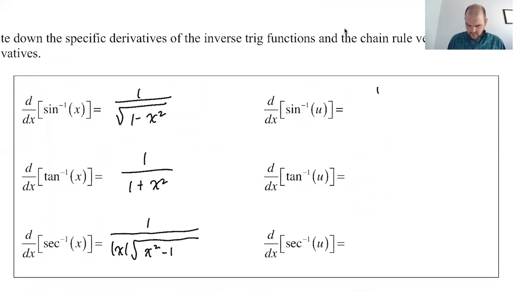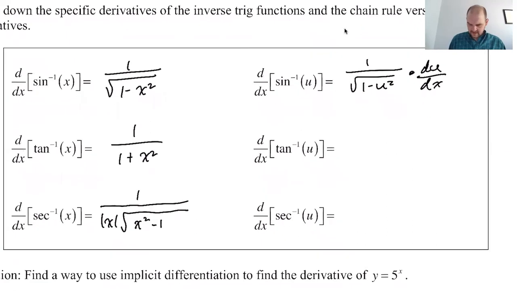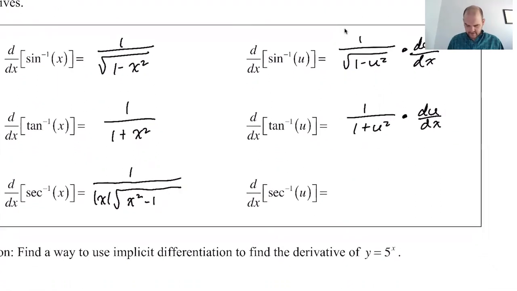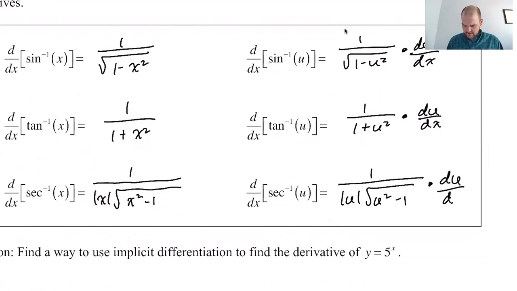So if we do the chain rule versions, what's the best way to write this? I'm going to write it as 1 over the square root of 1 minus u squared times du dx. So whatever du dx is, you have to multiply it in by the chain rule. And then you get 1 over 1 plus u squared times du dx. Sometimes you'll also just see u prime in the numerators, which is totally fine, however you want to write it. These are just for your information more than anything else: 1 over the absolute value of u times the square root of u squared minus 1, times du dx. This just keeps you thinking about the chain rule because it happens all the time.